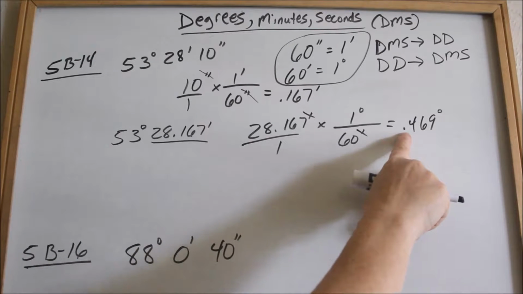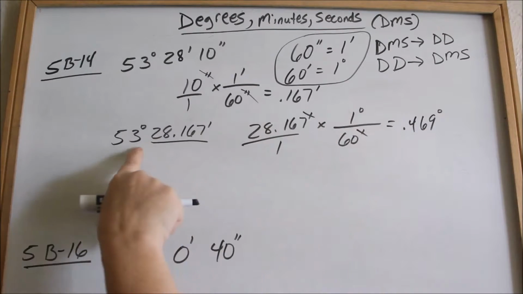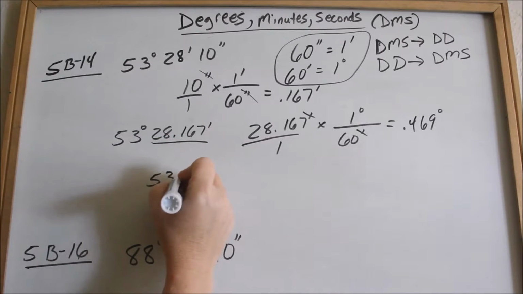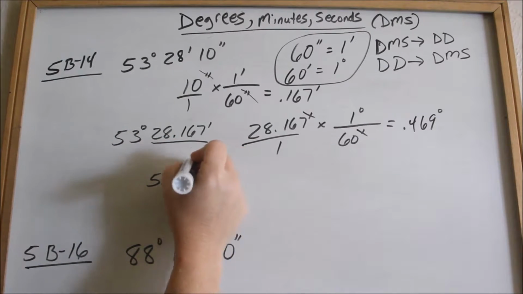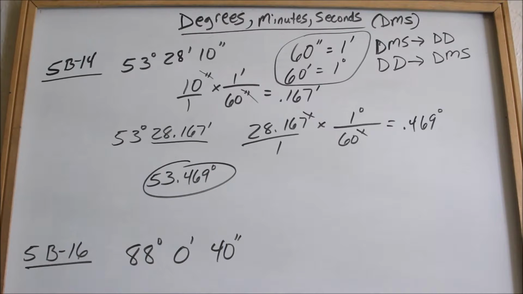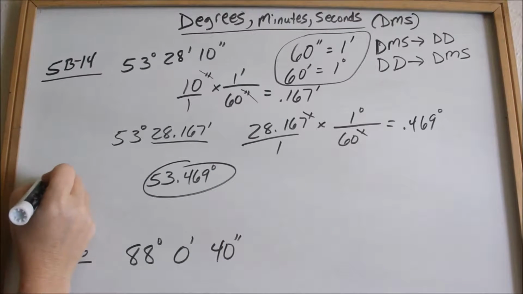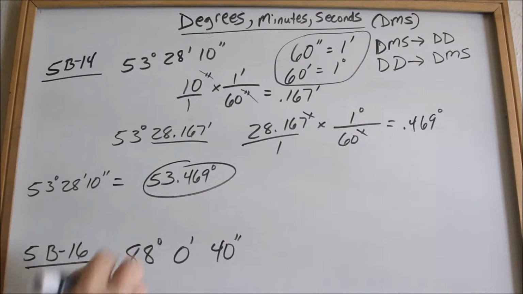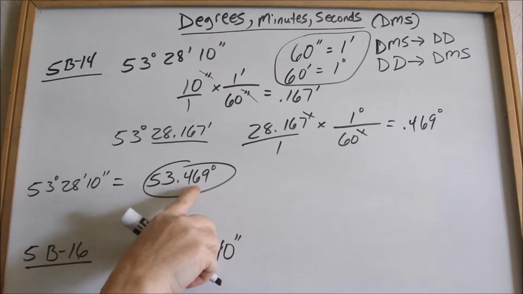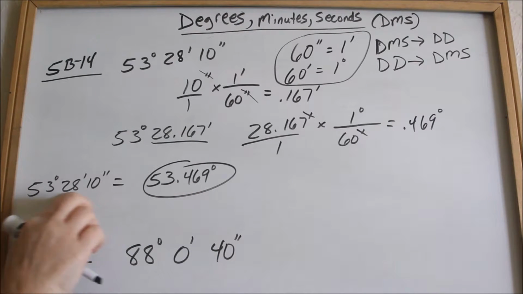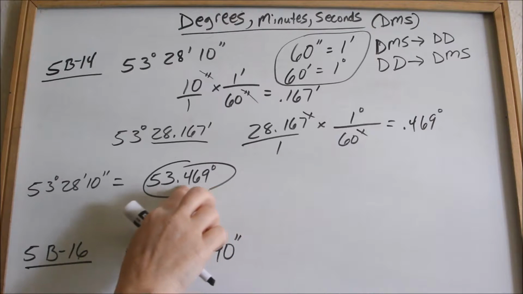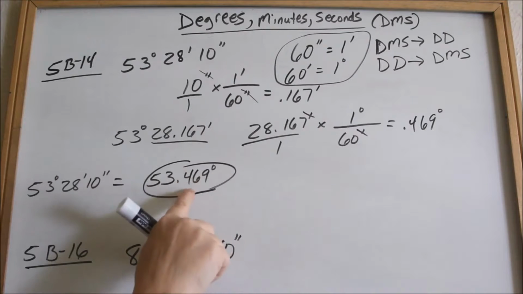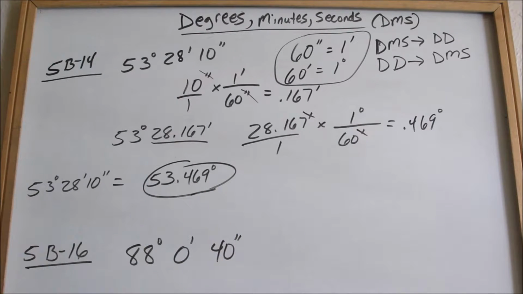So now I take my 0.469 and add it to my whole number portion of my degrees. So then your final answer will be 53.469 degrees. So basically what we did is we took 53 degrees, 28 minutes and 10 seconds, which is the same as 53.469 degrees. We just took all this and put it into a decimal portion, or a part of a degree, a fraction answer, and put it with our degrees.